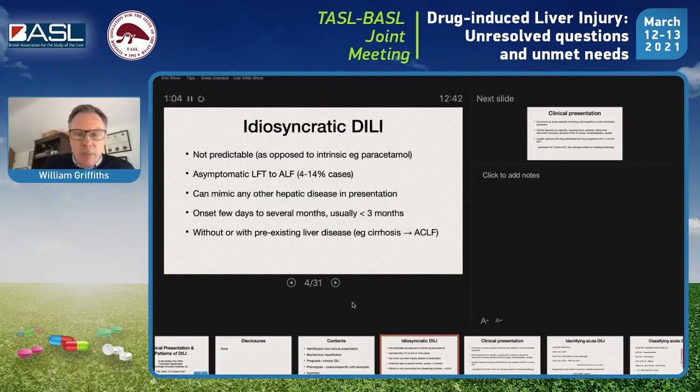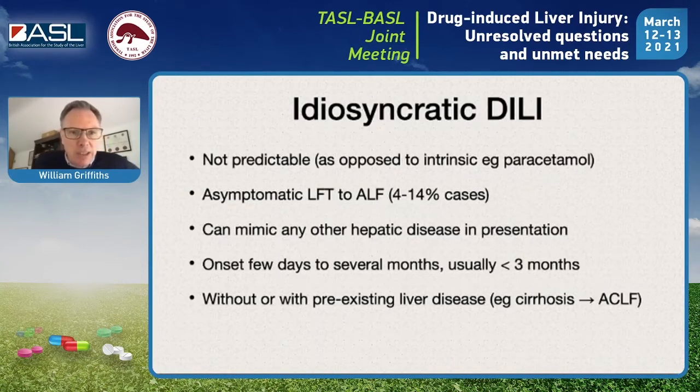So we're talking mainly about idiosyncratic DILI, which is unpredictable as opposed to an intrinsic DILI, such as a predictable injury from paracetamol. Idiosyncratic DILI can range from asymptomatic LFT to acute liver failure in up to 14% of cases in some series. In terms of clinical presentation, it really can mimic any form of hepatic presentation, essentially.